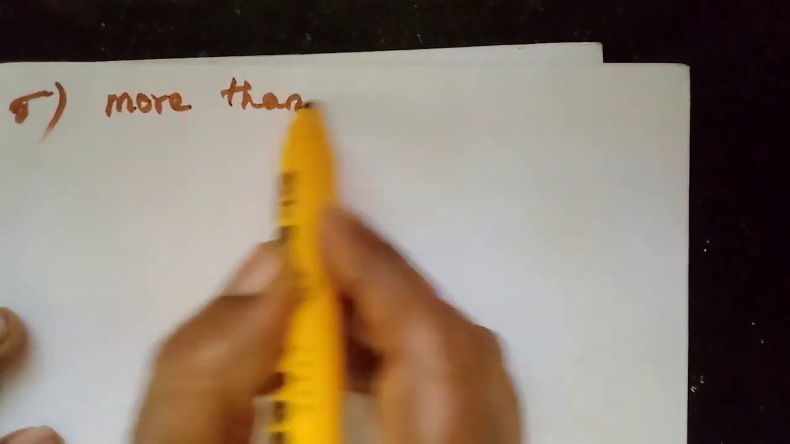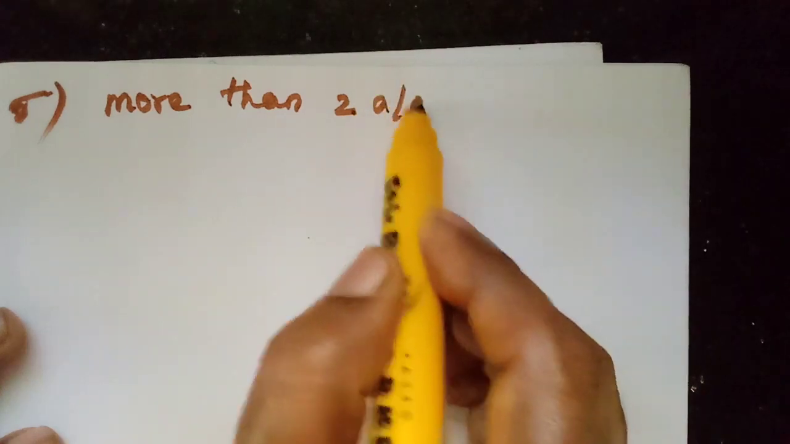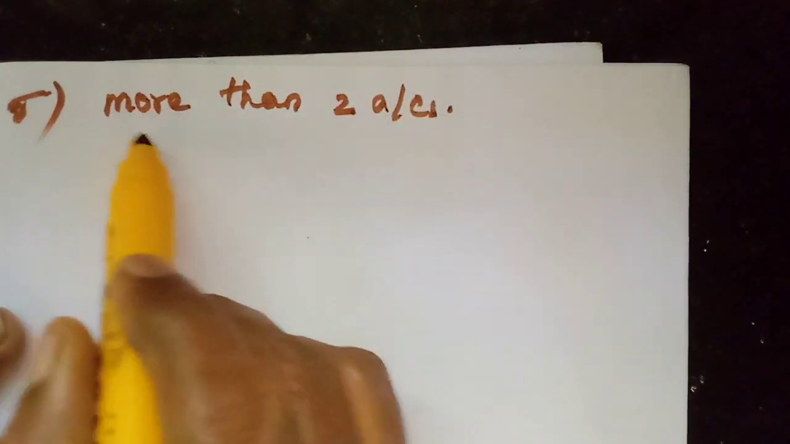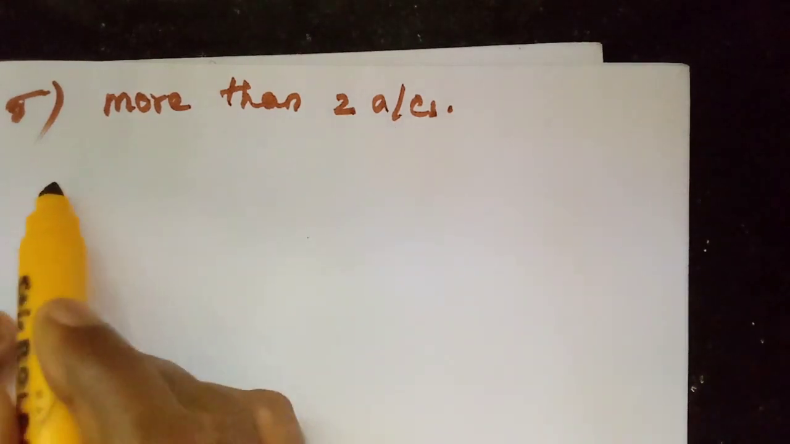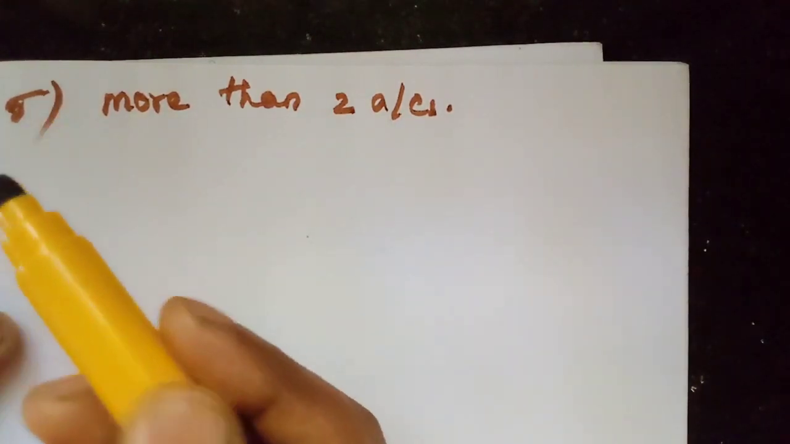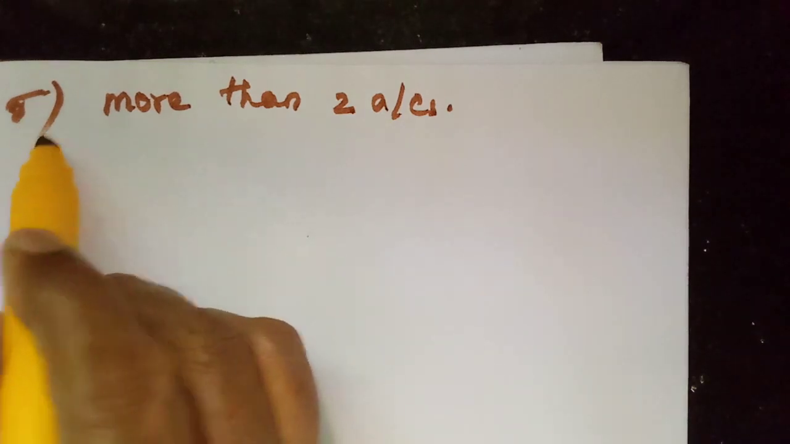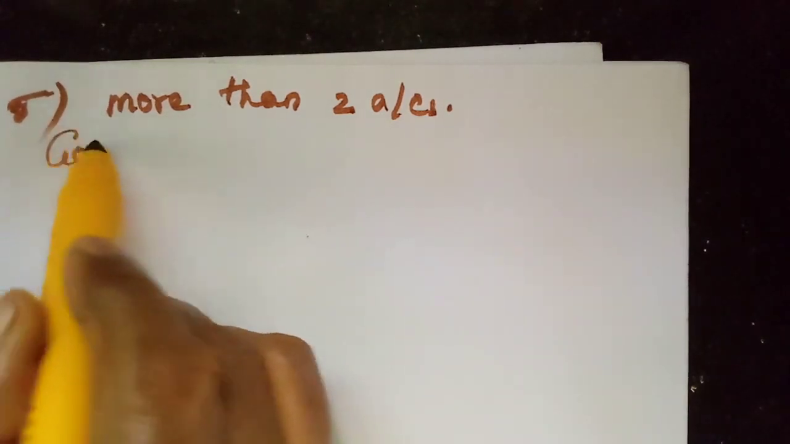We will see one more transaction that affects more than 2 accounts. Here we have seen that it affects only 2 accounts, isn't it? Here one transaction is there that will affect more than 2 accounts. Shall we see that example? Okay.